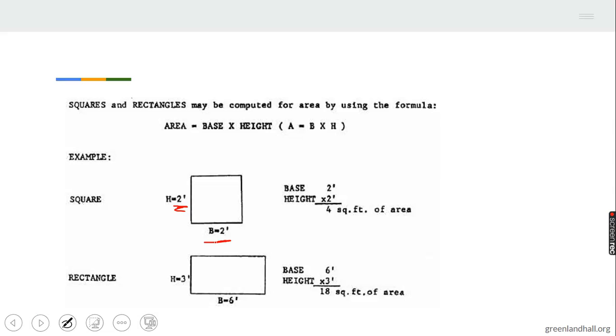Okay? So now what do we have here? We have 2 here, we have 2 here. And what has been done? 2 times 2, that's what? 4. And that's how we have the 4 square feet of area for this one.